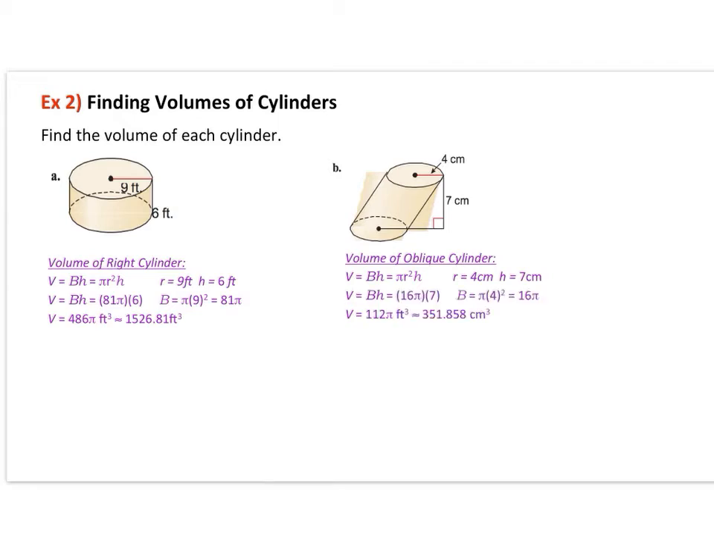So plug into our formulas. To get the area of the base, we'd have 4 squared, which is 16. So the area of the base only is 16 pi. Use that in our master formula for capital B, and then the height of the cylinder is 7, and that comes out to be 112 pi cubic feet exact, and then approximately 351.858.